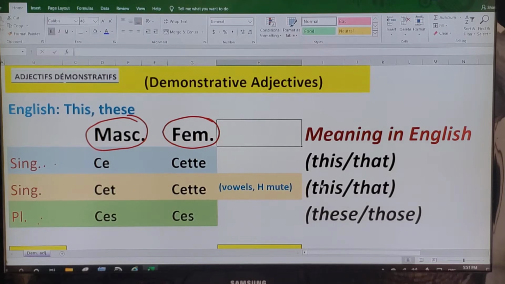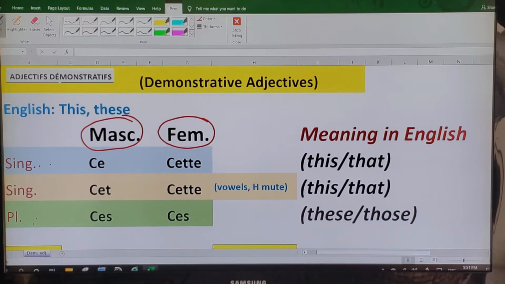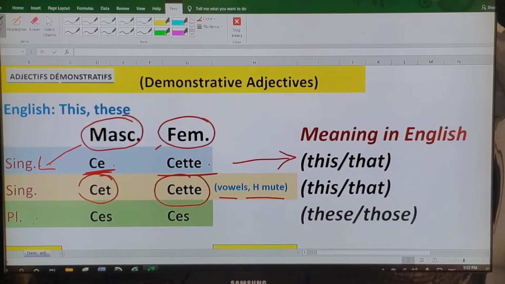So for a noun that is a masculine singular, we use the word ce. Okay, masculine singular. And for a feminine singular, we use the word cette. Okay, and both ce and cette mean this or that. And then for a masculine noun beginning with a vowel or h mute, we use the word cet. And for a feminine, it remains the same as cette.